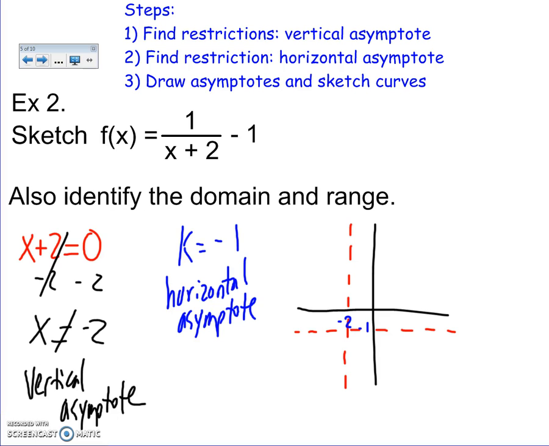So it's going to look like this. It approaches this up here. It hugs that line. And then I'm going to just flip around to the other side. Just alternate. And that's the picture.